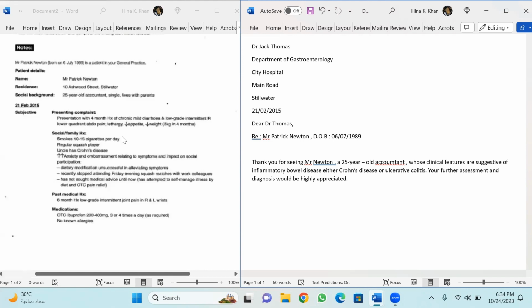You will mention smoking because many times smoking does affect our gut, and many medications too, if the person is a smoker. And again, you don't have to be judgmental; you will not say he is a chronic smoker or anything like that. You have to avoid judgmental terms. So what you will write is, Mr. Newton smokes 10 to 15 cigarettes per day, or you can write daily.